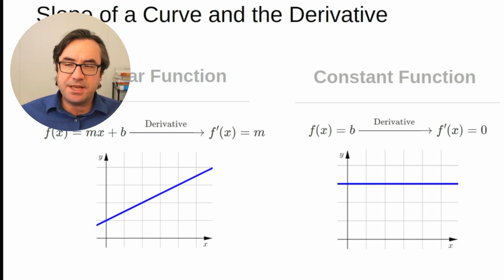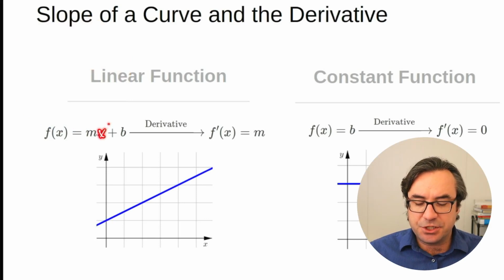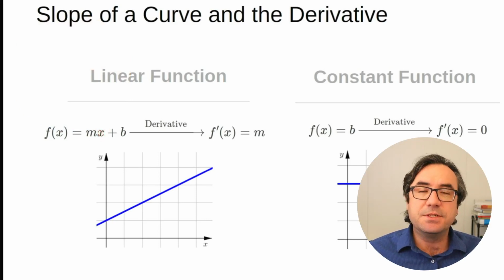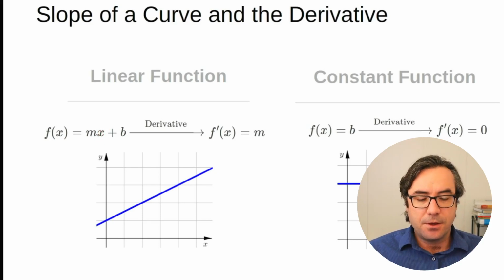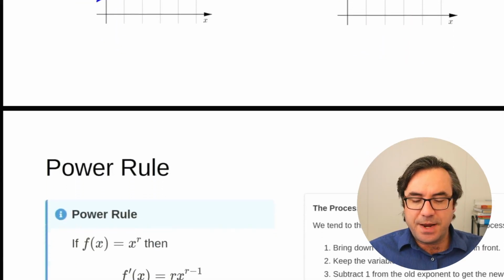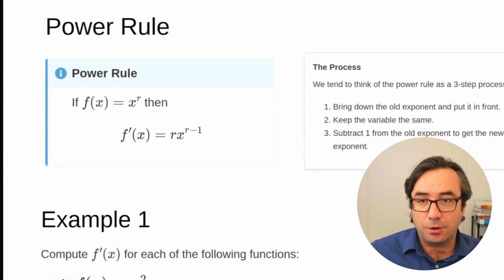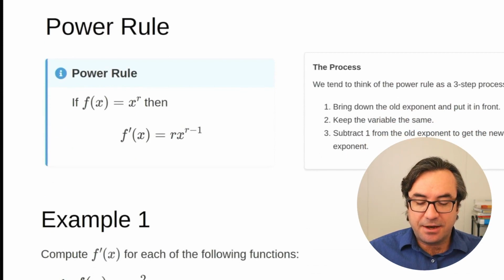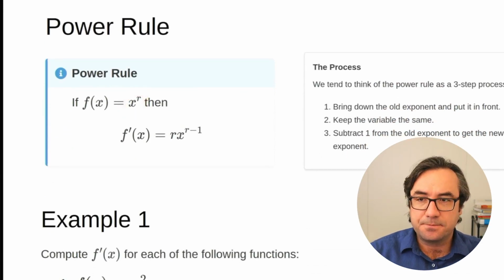Well, what happens if we increase the power? Right now this is just x to the power 1. What happens if we have a bigger power or a different power, something other than x to the power 1? Our first major rule, and we're really going to use this one, is called the power rule. This tells us how to differentiate when we have x raised to the power r.